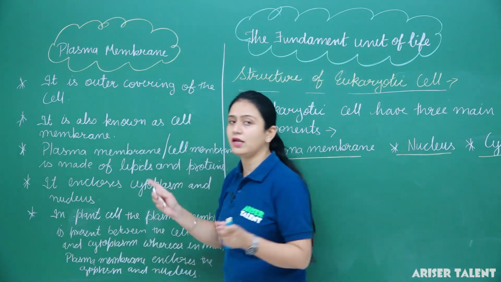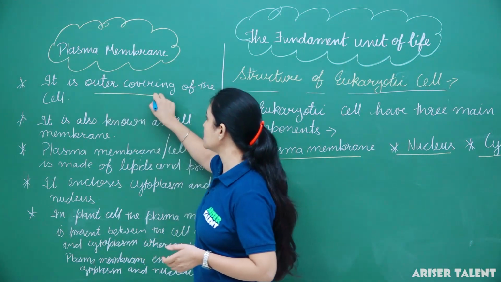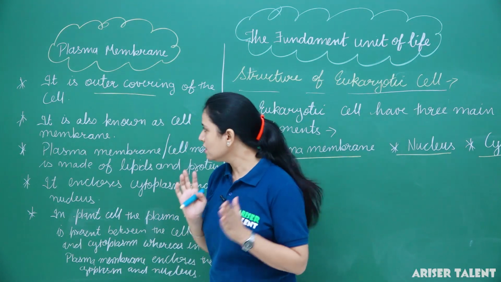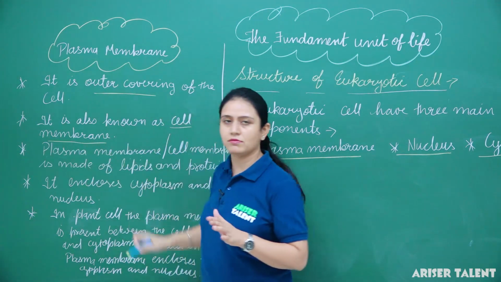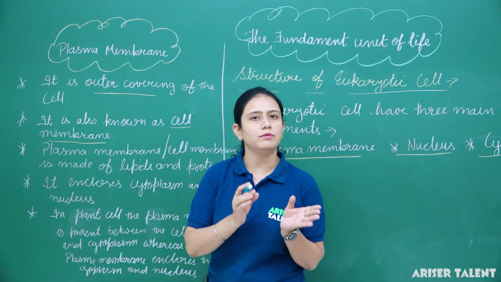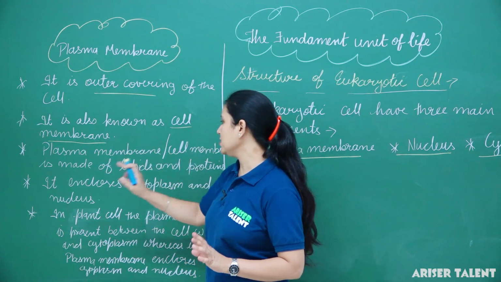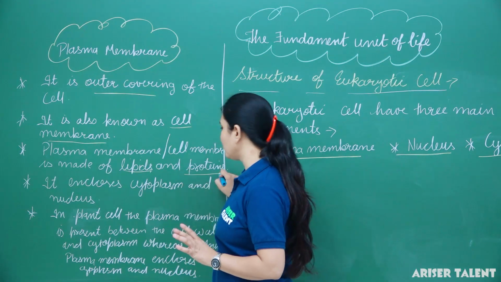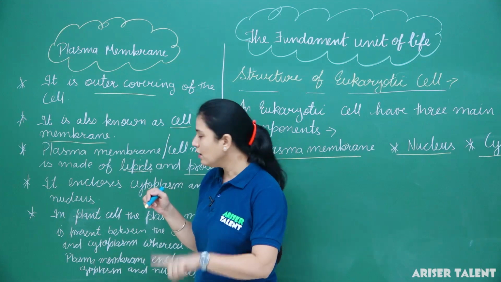What is plasma membrane? Plasma membrane is the outer covering of the cell. It's also known as cell membrane. So, we can call it plasma membrane or cell membrane. Plasma membrane or cell membrane is made up of lipids and proteins. These are important points, that plasma membrane is made up of lipids and protein.